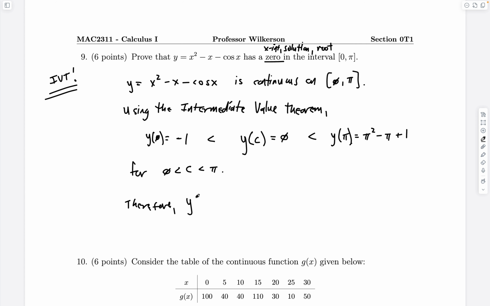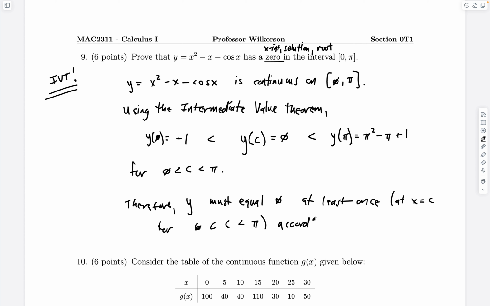Therefore, to finish this off, we can say y of c, so y at that point, must equal 0 at least once, presumably at x equals c, for c being bounded between 0 and pi. And then you can say, according to the intermediate value theorem. I'm going to put IVT here just to abbreviate so we have some space.